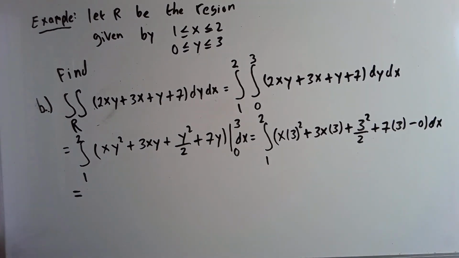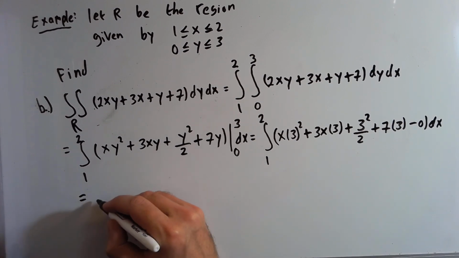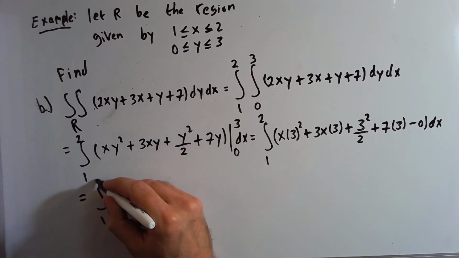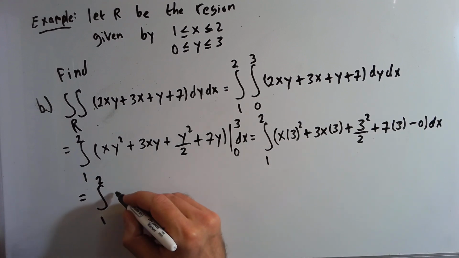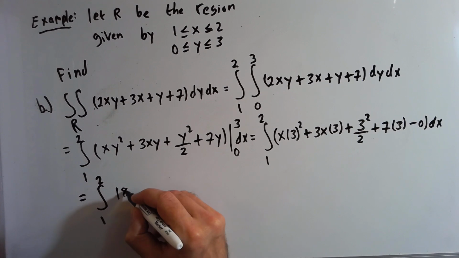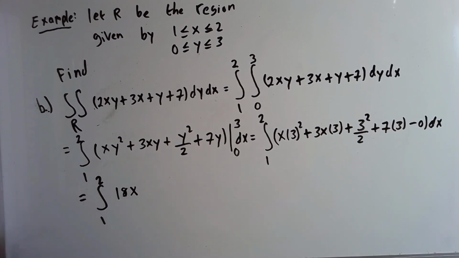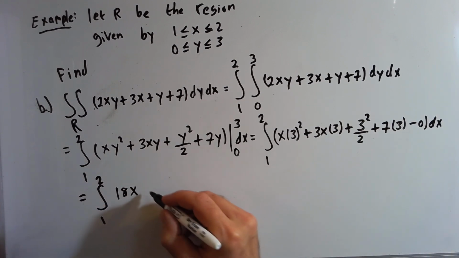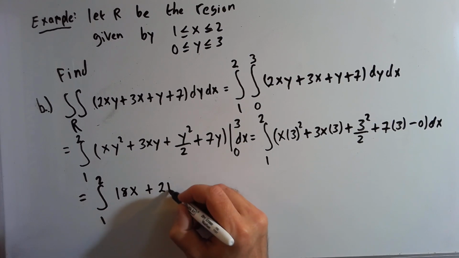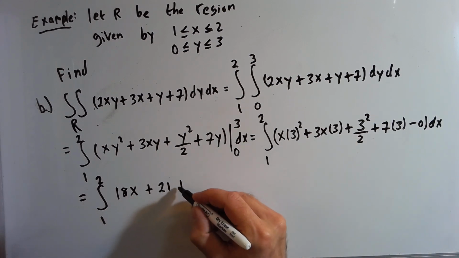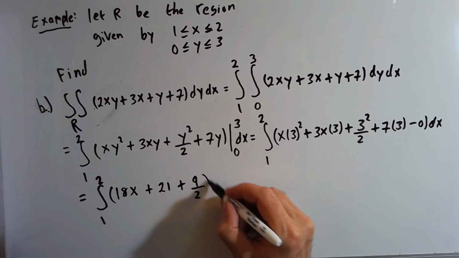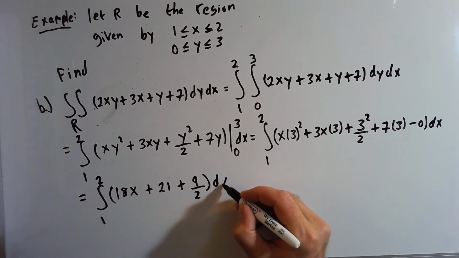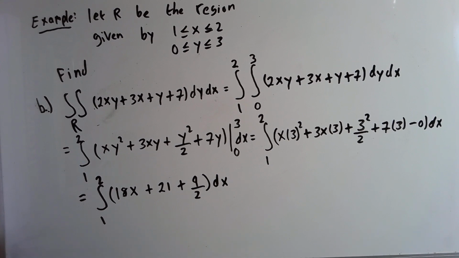Okay, so let's keep going here. Should be integral 1 to 2. So we have a 9x here, another 9x, so it'll be 18x. And we have a 21 here. And this will be 9 halves here. Now I'll be integrating with respect to x.